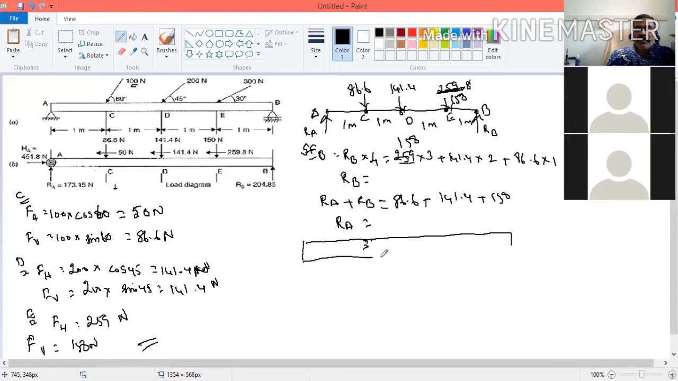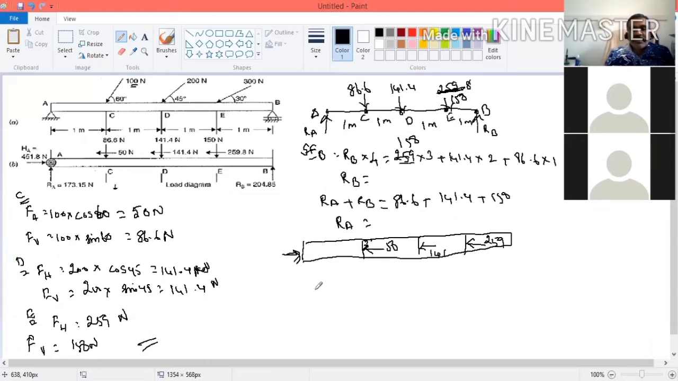this is a beam. It is supported here. It has four sections. Here, a force of 259 is acting. Here, 141 is acting. Here, 50 is acting. The reaction is here.